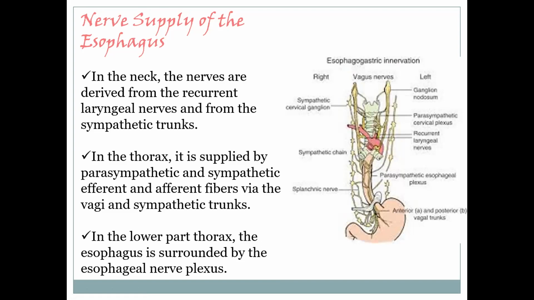Nerve supply to the esophagus comes from both parasympathetic and sympathetic systems. So in the neck, these nerves are derived from the recurrent laryngeal nerves and from the sympathetic trunks. In the thorax, the esophagus is supplied by the parasympathetic and sympathetic efferent and afferent fibers. Those come from the vagus and the sympathetic trunks. In the lower part of the thorax, the esophagus is surrounded by the esophageal nerve plexus.